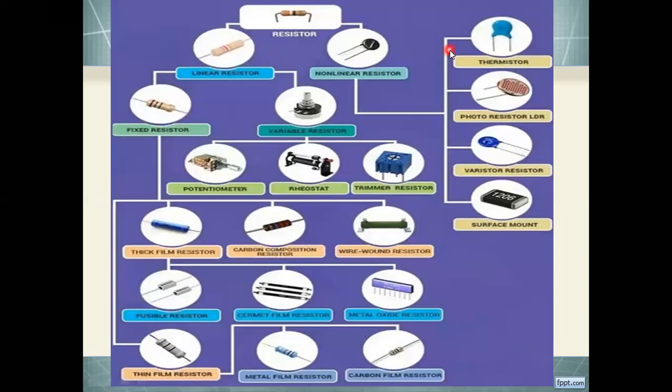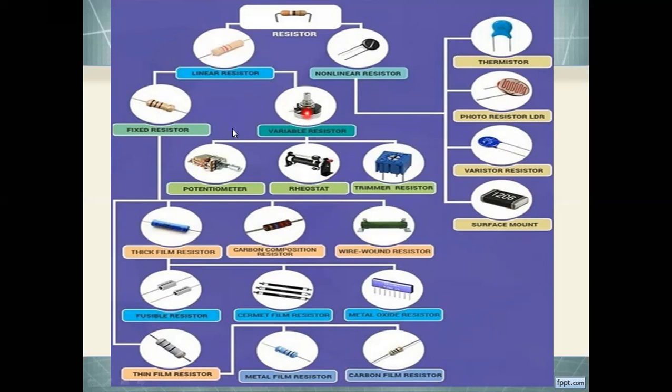We can see different types of resistors. This is just for revision of your previous semester. First, they are categorized into linear resistors and non-linear resistors. Non-linear resistors are further categorized into thermistor, photoresistor, which is light dependent resistor in other words, varistor, and surface mount resistors. So these are non-linear resistors. Coming to linear resistors, we have fixed resistors and variable resistors.